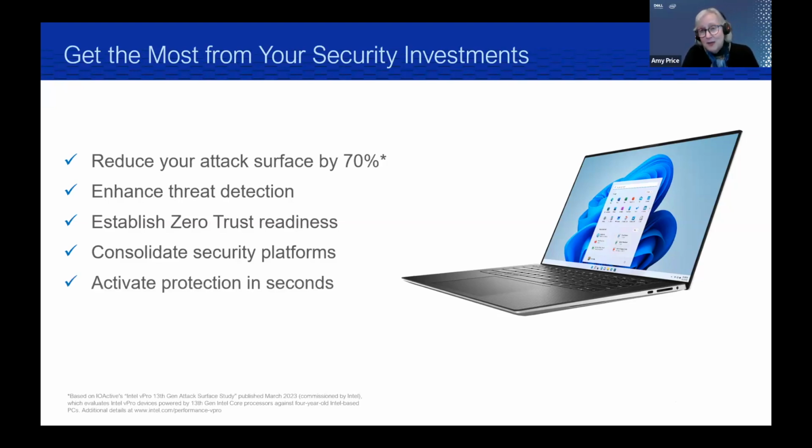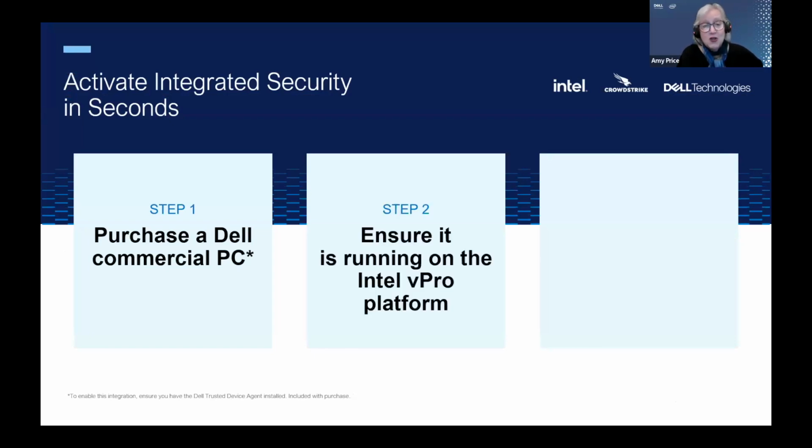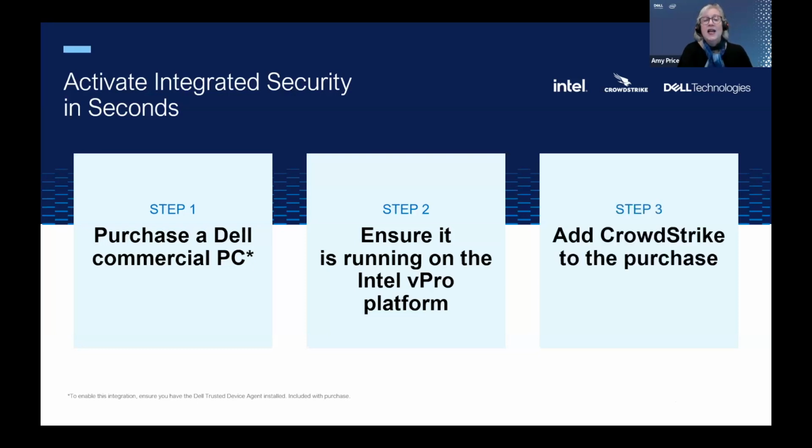And then, as I mentioned, light her up. That's what they tell me. Light this thing up. Activate that protection in seconds by activating what we are providing to you with Dell Trusted Device, with Intel vPro, and with CrowdStrike. So how do you do that? Well, start by buying Dell commercial PCs and ensure it's running on that Intel vPro platform, you actually have that up and operational, and add CrowdStrike to the purchase, and then you're pretty much there.